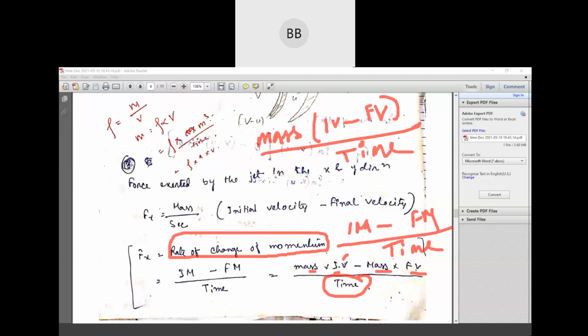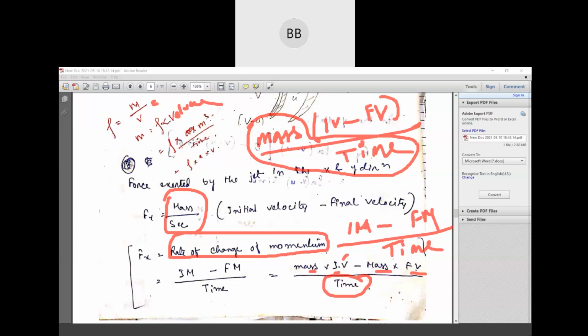Mass we have taken common, so initial velocity minus final velocity divided by time. Now this is mass by time. If you see, we have a term called mass by time. So density equal to mass per volume. If you remember, density equal to mass per volume. So mass equal to density multiplied by volume.